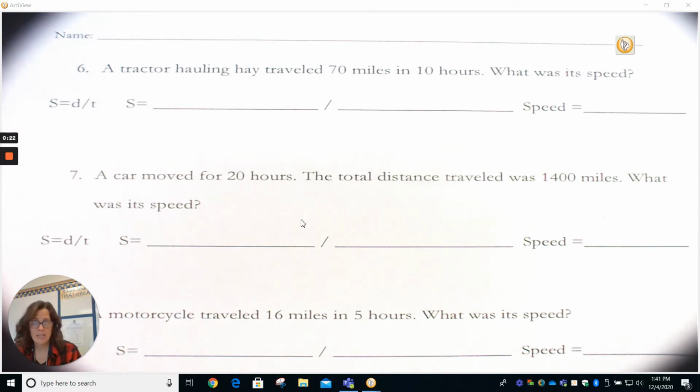And just like with density, if you send me a paper that shows all of your work for these questions, I have an extra credit point for you, okay?